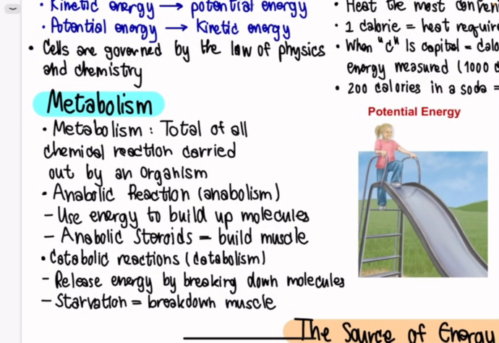Metabolism is the total of chemical reactions carried out by an organism. Anabolic reactions, or anabolism, use energy to build up molecules. Anabolic steroids, for example, build muscle. Catabolic reactions, or catabolism, release energy by breaking down molecules. Starvation breaks down muscle.